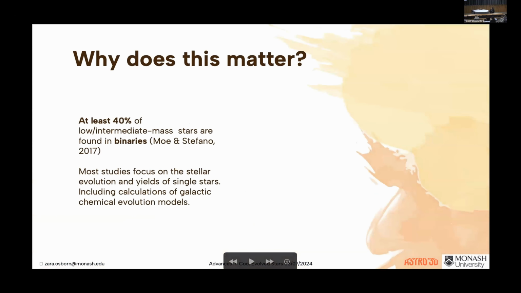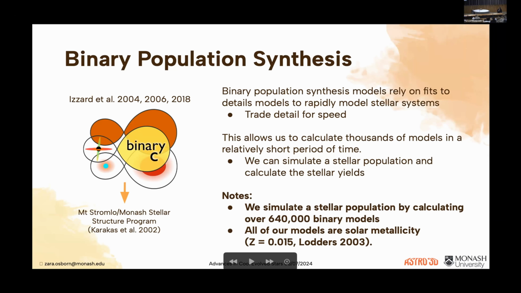And this allows us to simulate thousands of binary star models and cover a wide region of parameter space in a relatively short period of time. A further advantage of using binary_c is that it also models stellar nucleosynthesis. So not only can we evolve a stellar population, we can also directly calculate the stellar yields from that population. So what we have done is simulate a population at solar metallicity using 640,000 binary models.